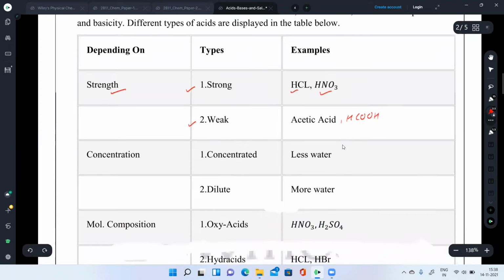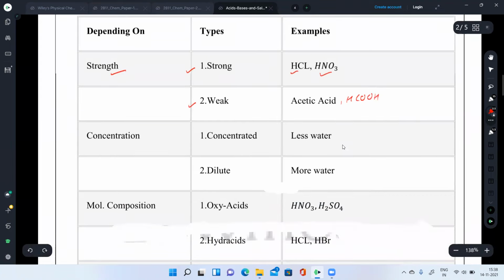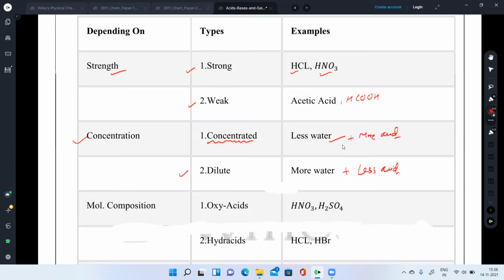On the basis of concentration, if the amount of acid in the water is very high, then the acid is a concentrated acid, meaning less water plus more acid. If it is a dilute form, it means more water plus less acid. On the basis of concentration, it is categorized into two parts, concentrated and dilute.